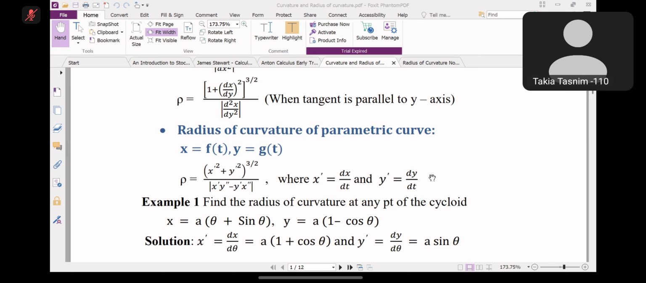Sir, can you explain the radius of curvature again? The concept is actually a terminology. By definition, radius of curvature is treated as the reciprocal of curvature. Reciprocal means if we get curvature as 5, then the radius of curvature should be 1 by 5.